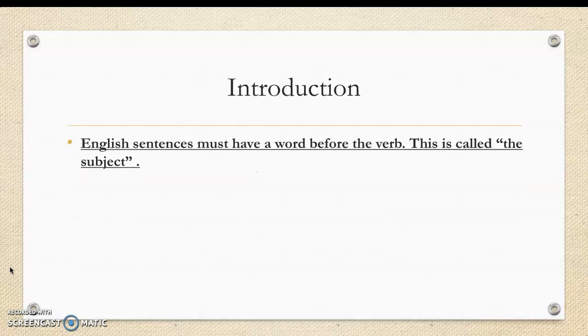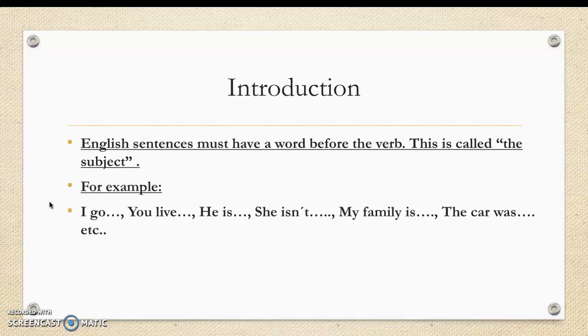Now, in English, sentences must have a word before the verb. The word that comes before the verb is called the subject. Let's have a look at some examples. For example, I go. In this one, I is the subject and go is the verb. You live, he is, she isn't, my family is, and the car was.